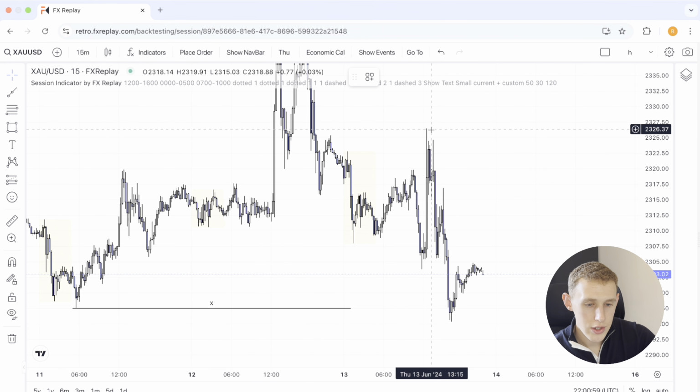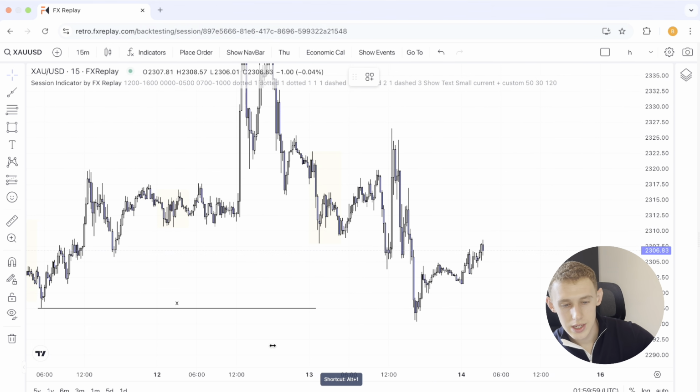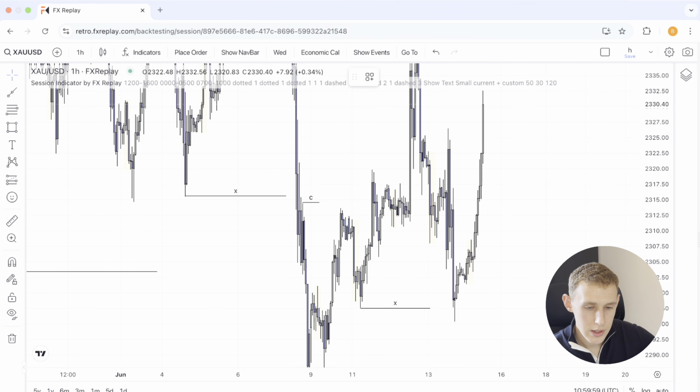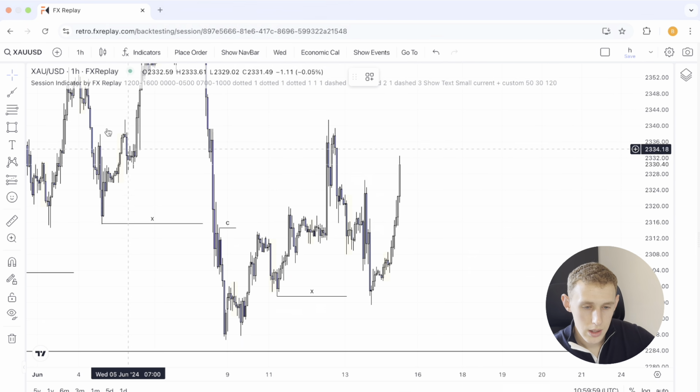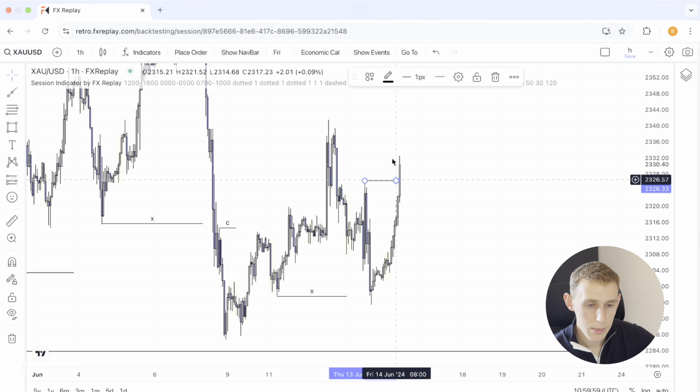Currently though, the only structure that I would need to see price break would be this high all the way up here, unless it creates a new low again. So let's see what it does. And I'll just play this on the higher time frame so it's a bit quicker. Right, there you go. So that's what I was waiting for. We've had a break of this high.